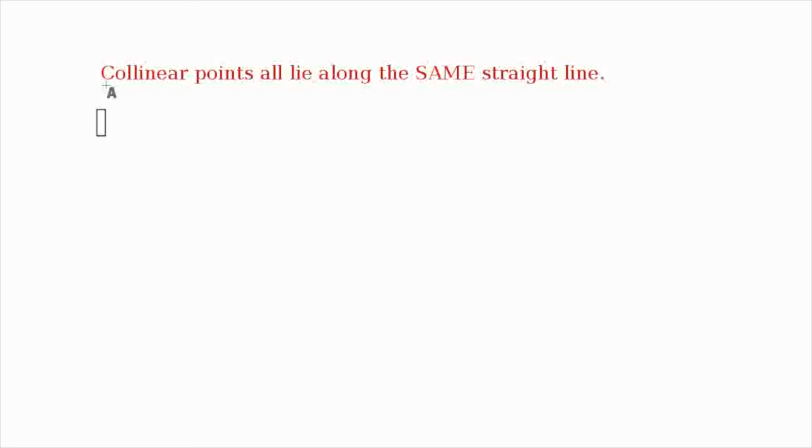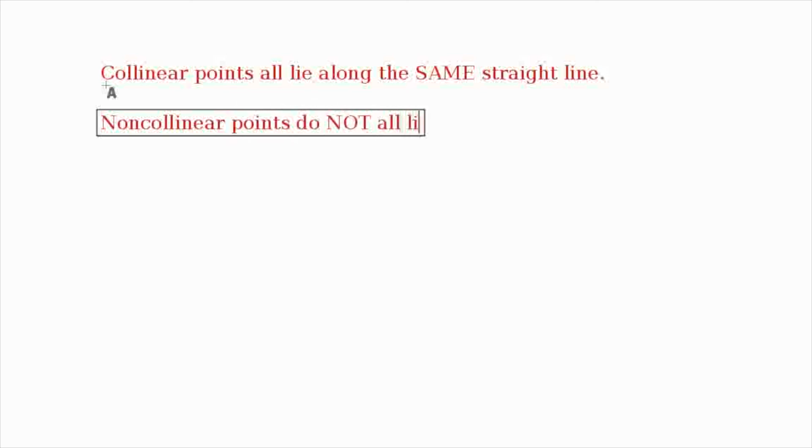And by the way, I realize that when I say line, it may not be clear whether I'm talking about a straight line or a curved line. If I don't specify which one, please assume that I'm implying a straight line. So for this definition, I could have just removed the word straight, and hopefully that would have still been clear. Non-collinear points do not all lie along the same straight line, or just the same line.